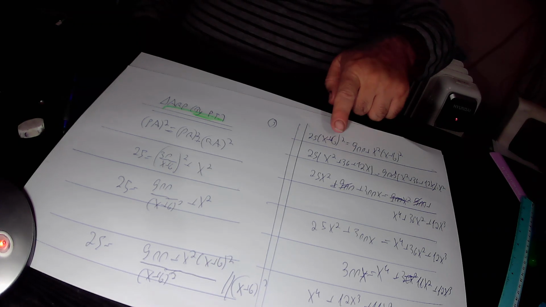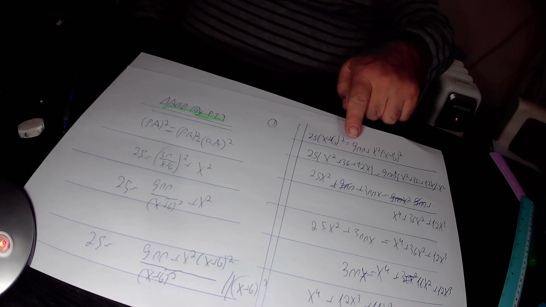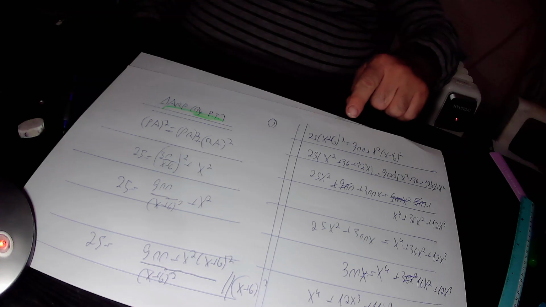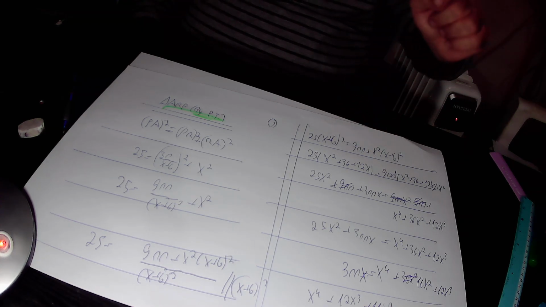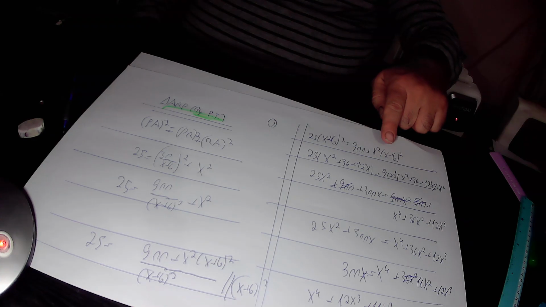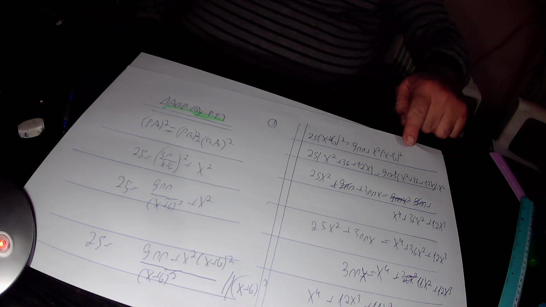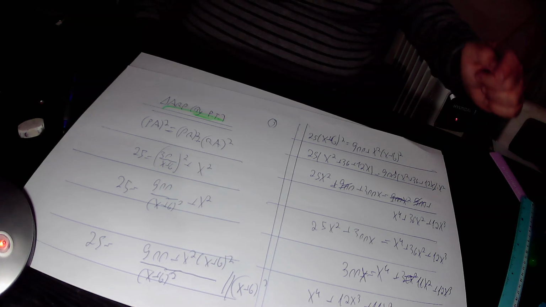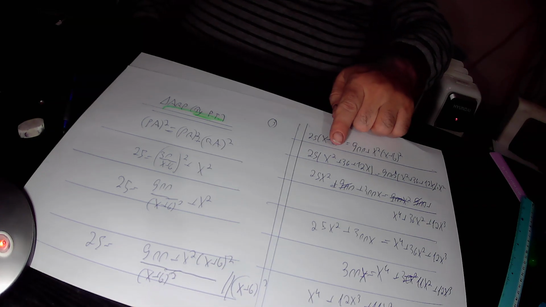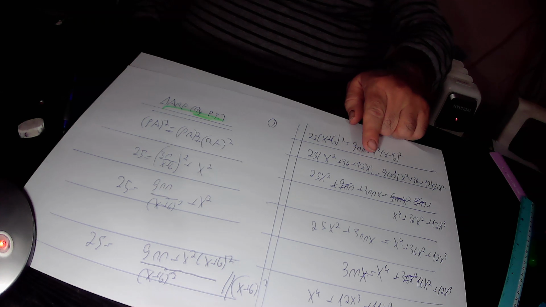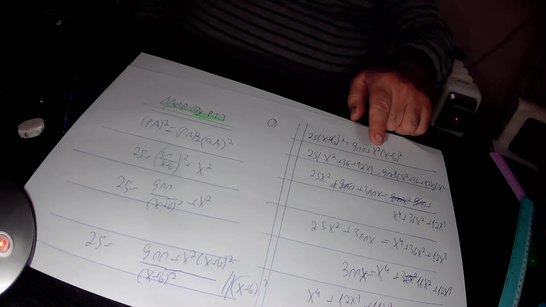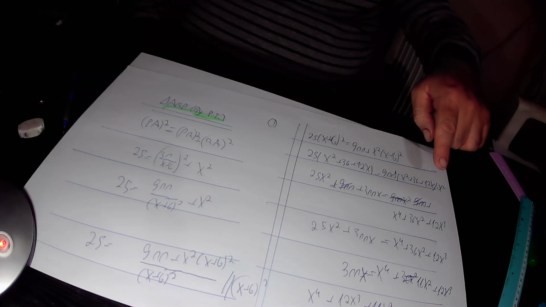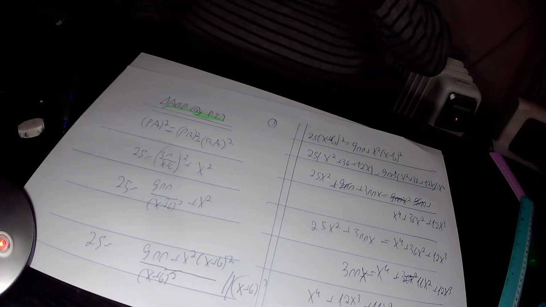25 times x squared is 25x squared, 25 times 36 is 900, and 25 times 12x is 300x. It equals 900 plus, x squared times x squared is x to the power of 4, x squared times 36 is 36x squared, and x squared times 12x is 12x cubed. So in total, 25x squared plus 900 plus 300x equals 900 plus x to the power of 4 plus 36x squared plus 12x cubed.